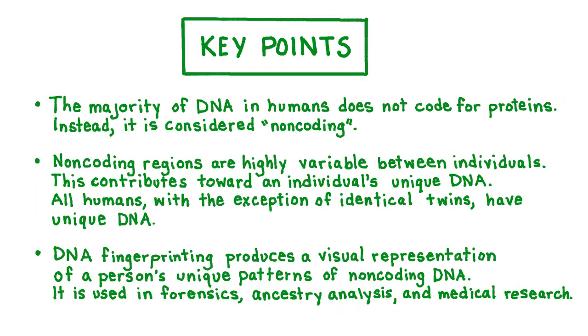Let's review the key points we have discussed. The majority of DNA in humans does not code for proteins. Instead, it is considered non-coding. Non-coding regions are highly variable between individuals. This contributes toward an individual's unique DNA. All humans, with the exception of identical twins, have unique DNA. DNA fingerprinting produces a visual representation of a person's unique patterns of non-coding DNA. It is used in forensics, ancestry analysis, and in medical research.